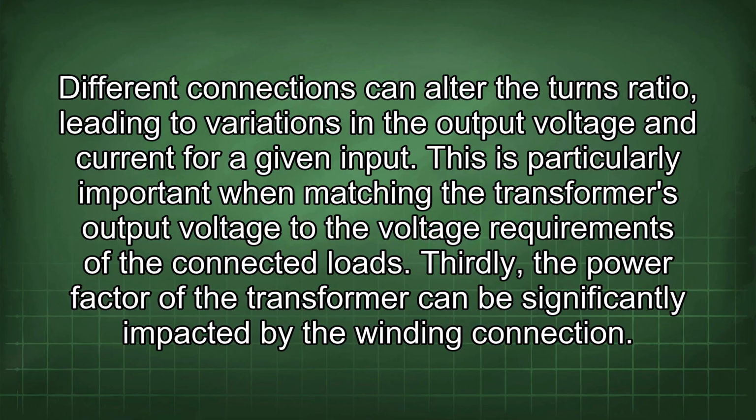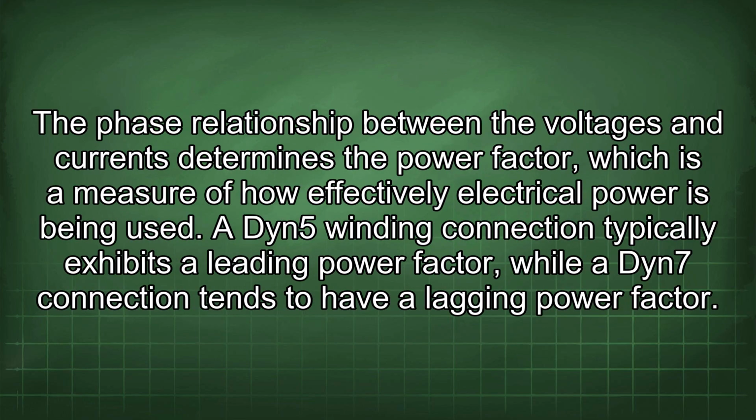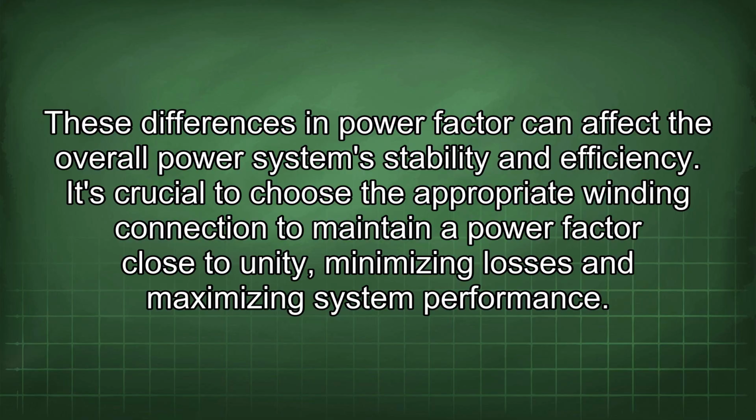Thirdly, the power factor of the transformer can be significantly impacted by the winding connection. The phase relationship between the voltages and currents determines the power factor, which is a measure of how effectively electrical power is being used. A Dyn5 winding connection typically exhibits a leading power factor, while a Dyn7 connection tends to have a lagging power factor. These differences in power factor can affect the overall power system's stability and efficiency. It's crucial to choose the appropriate winding connection to maintain a power factor close to unity, minimizing losses and maximizing system performance.